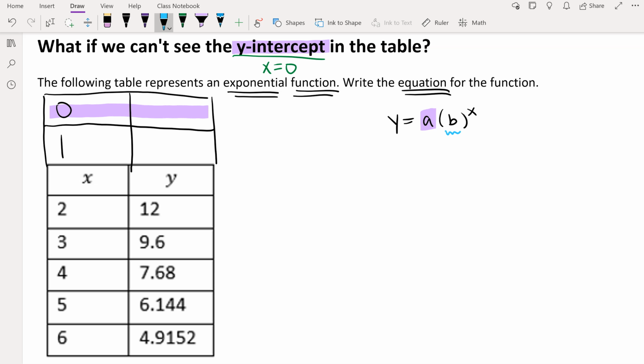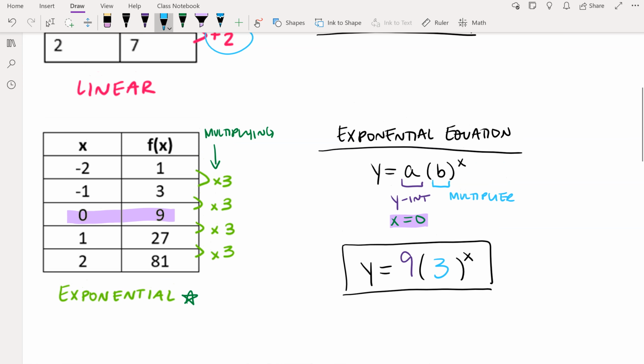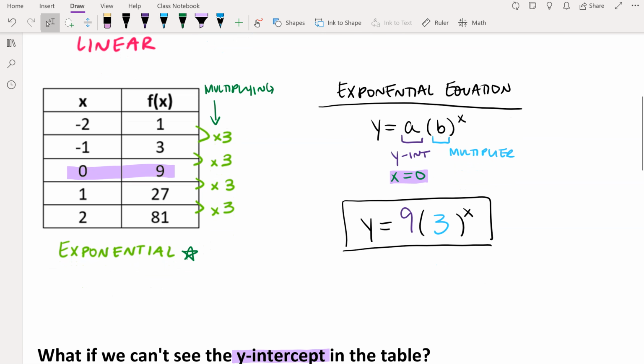So let's go back to our previous table to do that part. We're going to find the multiplier first. We're going to find the b value first. I'm going to show you how to find the multiplier if you can't easily see it. So here we know 1 times 3 gives me 3. We know that 3 times 3 gives me 9. What if I didn't know that? What if I couldn't see it? Well, good news. If you want to travel backwards in your table, you could just do the opposite of multiplication.